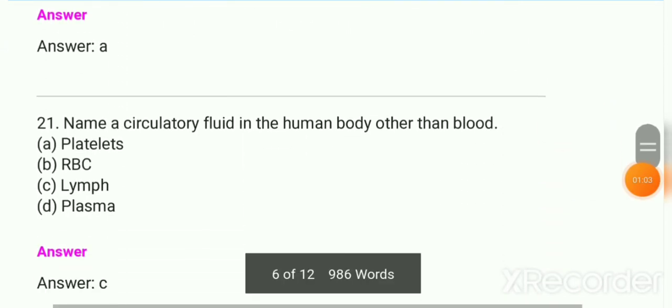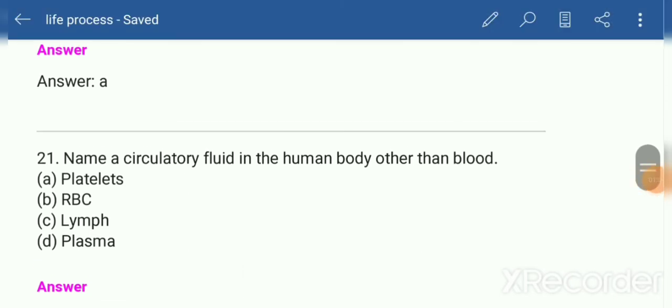Next, name a circulatory fluid in the human body other than blood. Except blood, there is another circulatory fluid found in our body, that is the lymph. So here option C will be the correct answer. The circulatory fluid in the human body other than blood is lymph.